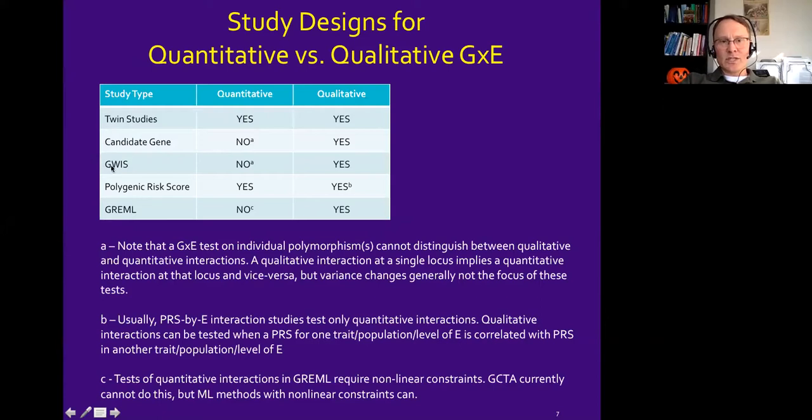For candidate genes, for investigations of individual SNPs or individual polymorphisms, usually what is of interest is the qualitative interaction, whether the effects of the alleles are the same or different across E. It should be noted that when you're looking at individual polymorphisms, you can't really distinguish between quantitative and qualitative interactions. Even though this is usually the focus, if you have a qualitative interaction, it implies that there must be a change in variance across the levels of E as well, even though that's usually not the focus of those investigations.